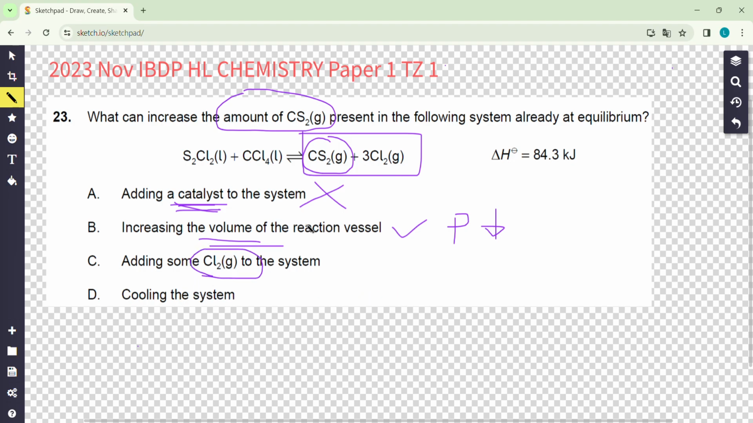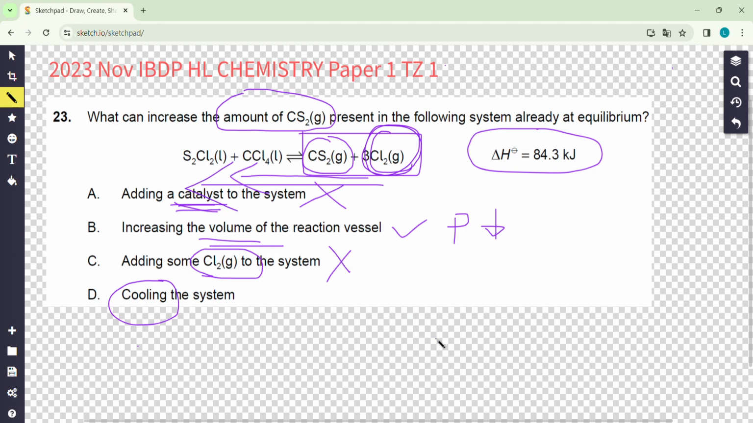Adding CO2 gas, okay, will have more product side, so the equilibrium will shift to the left. So less CS2 will be produced. Cooling the system, look at here, the enthalpy change is positive. So when you cool the system, it will favor the reverse reaction, and also less CS2 will be produced. So the answer is B.